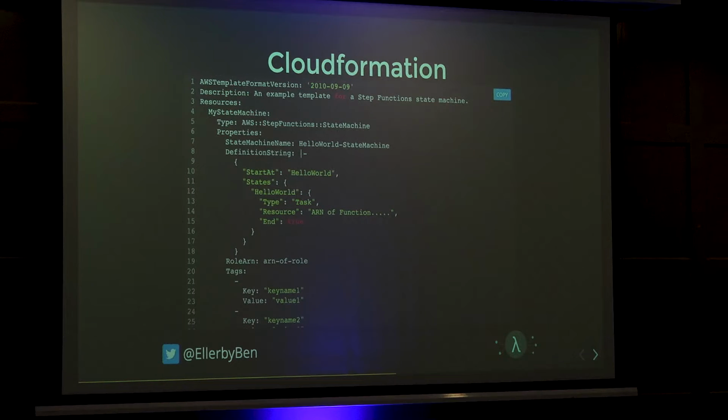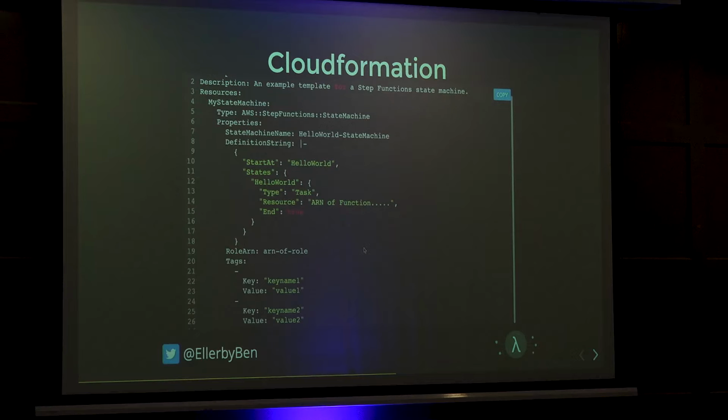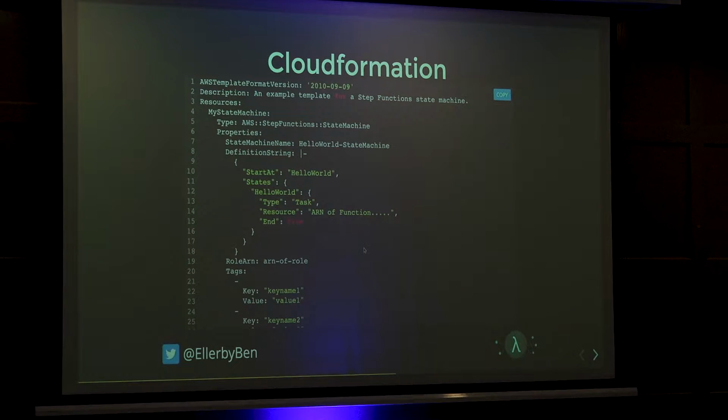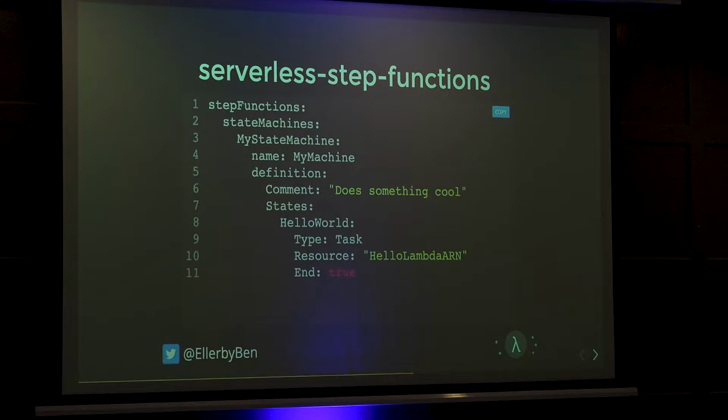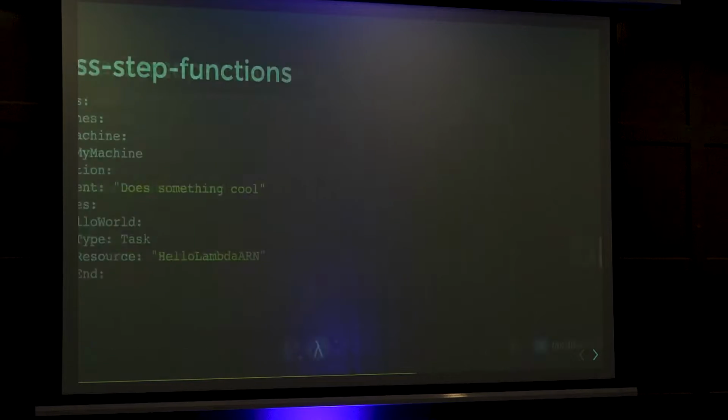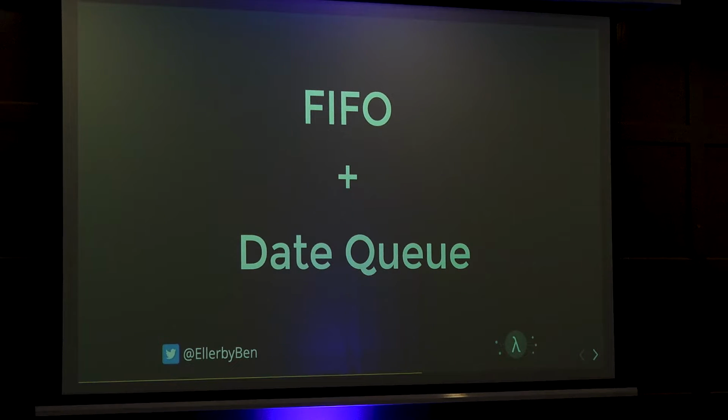In CloudFormation, which is the native infrastructure as code for AWS, it's a bit verbose. That's just one step that says hello, and that's too much infrastructure as code for me. So serverless step functions is a nice plugin to the Serverless Framework. The Serverless Framework has quite a nice plugin model that's quite easy for people to contribute to. And here, once we've installed the serverless step functions plugin, we can define a state machine with a name. We can say what the states are, and we can say if that's the end state, and that's all we need to do.